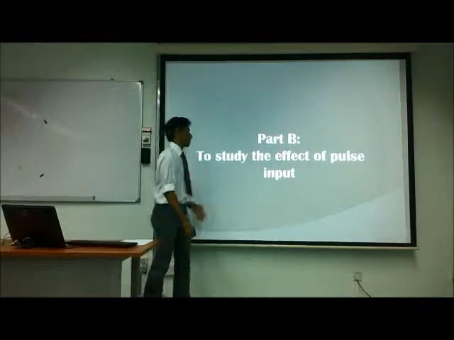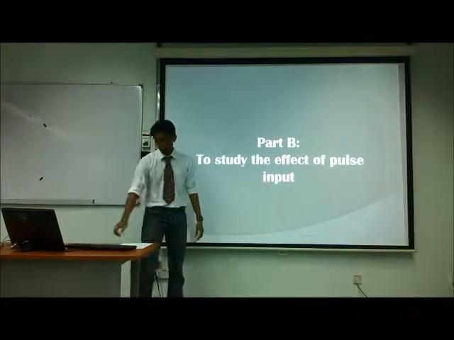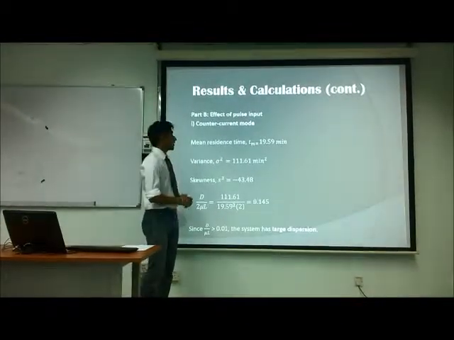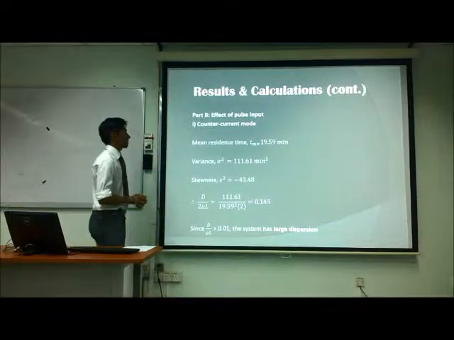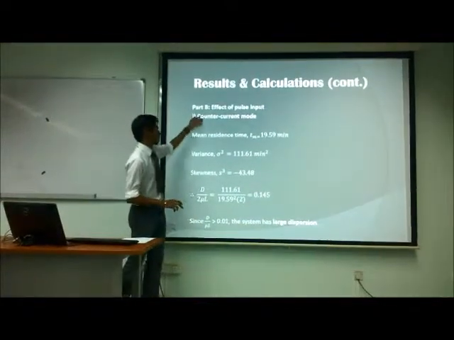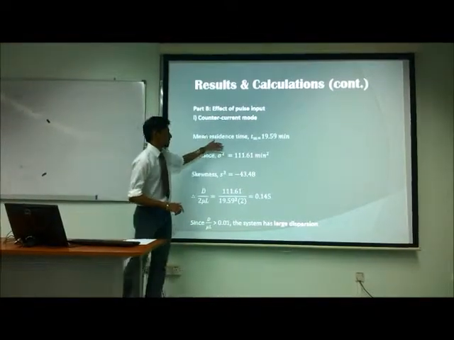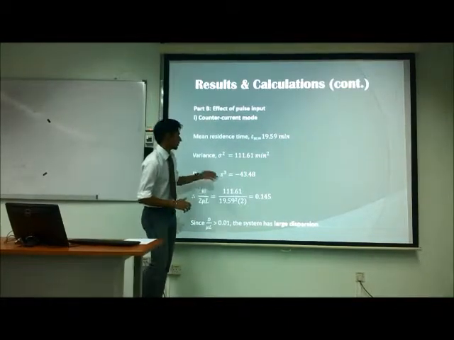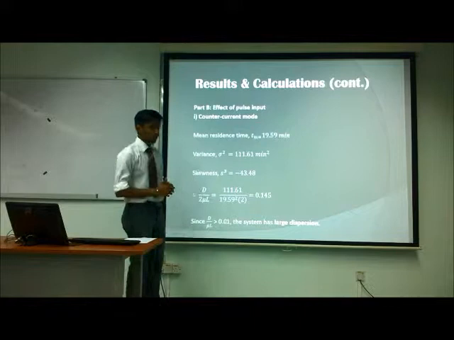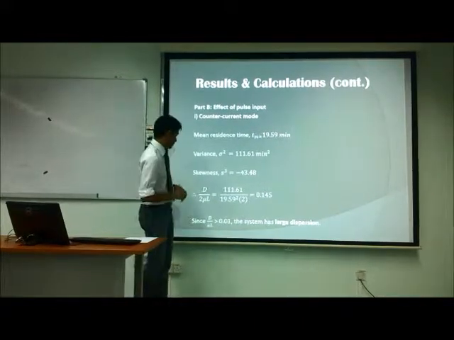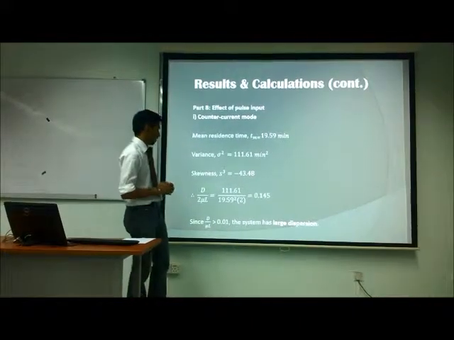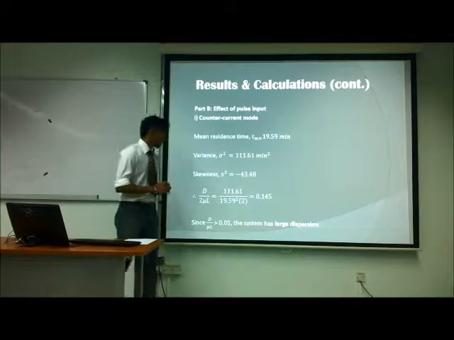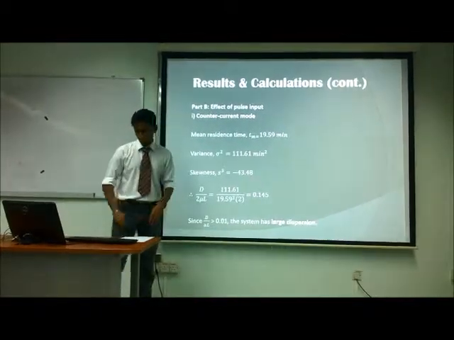Okay, now for part B, to study the effect of pulse input. So here are the results and calculations we obtained for part B. First, for the counter current mode, the mean residence time is 19.59 minutes, the variance is 111.61 minutes squared, the skewness is 43.48, and for the dispersion, we have obtained 0.145. Still, it's more than 0.01, so the system has a large dispersion.